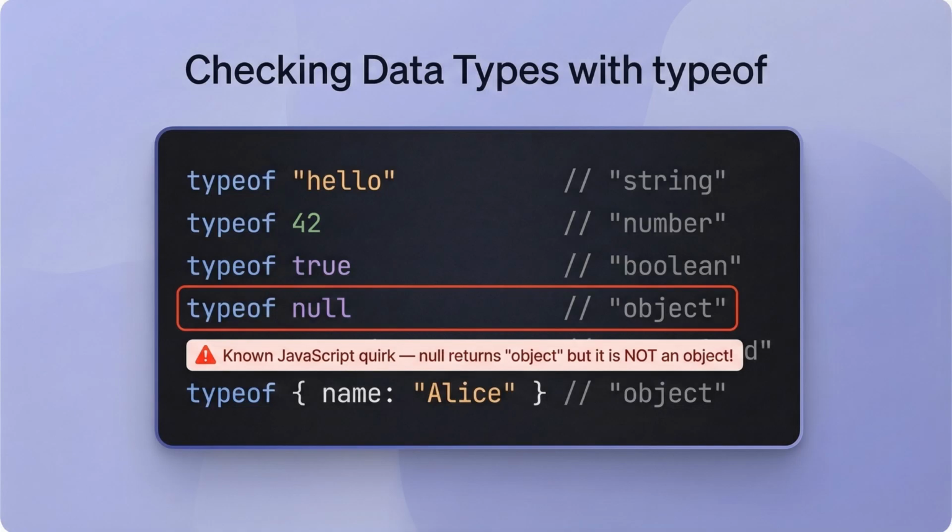Here's a famous JavaScript quirk worth remembering. When you run typeof null, it returns object, but null is not actually an object. This is a long-standing bug in JavaScript that has never been fixed for backwards compatibility reasons. So just know, if typeof returns object and you suspect null, double-check your variable directly.